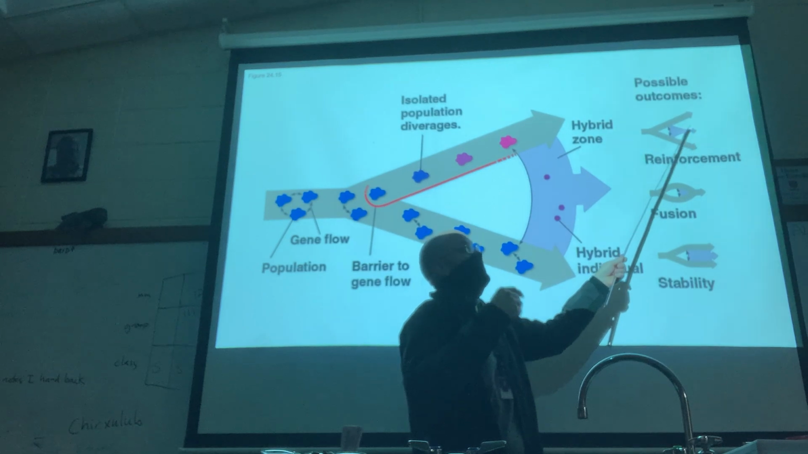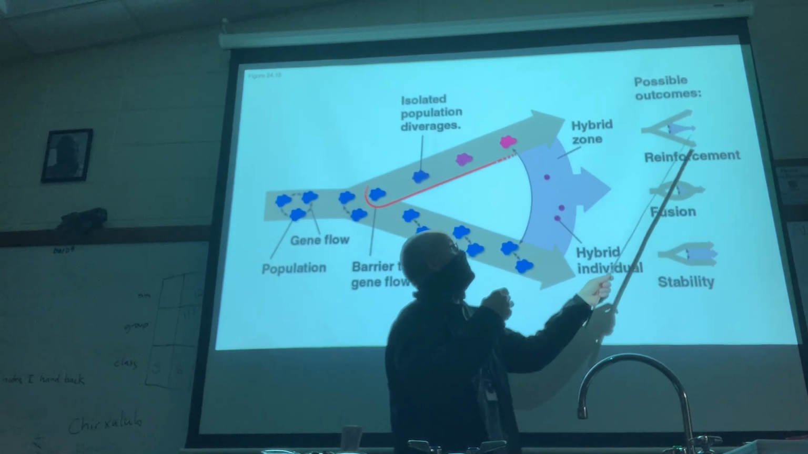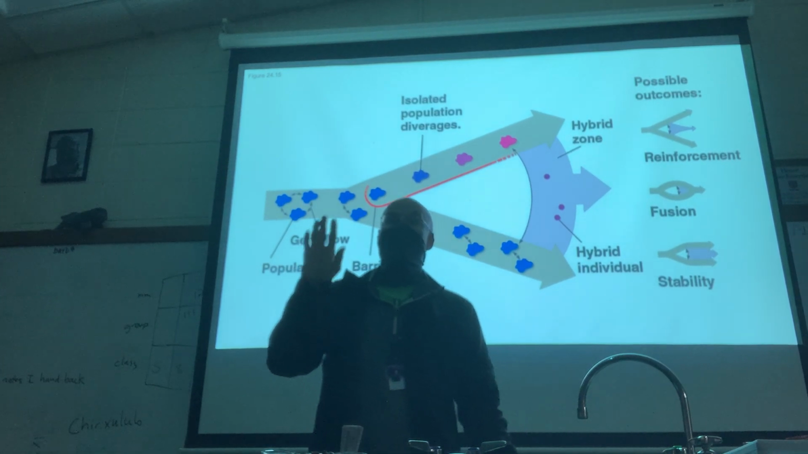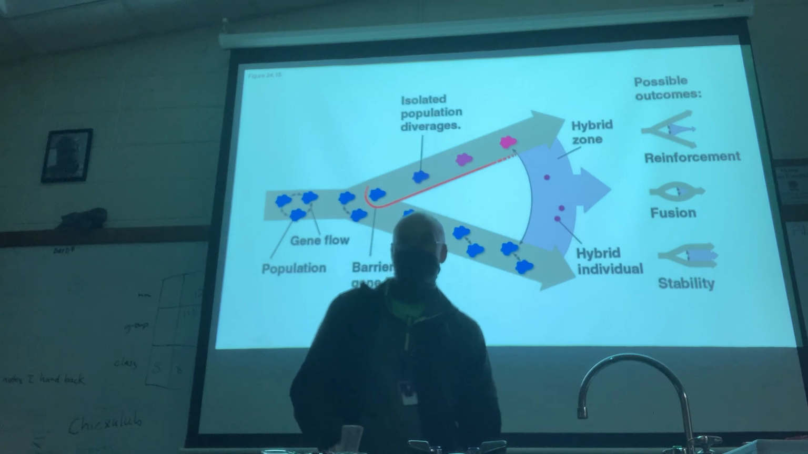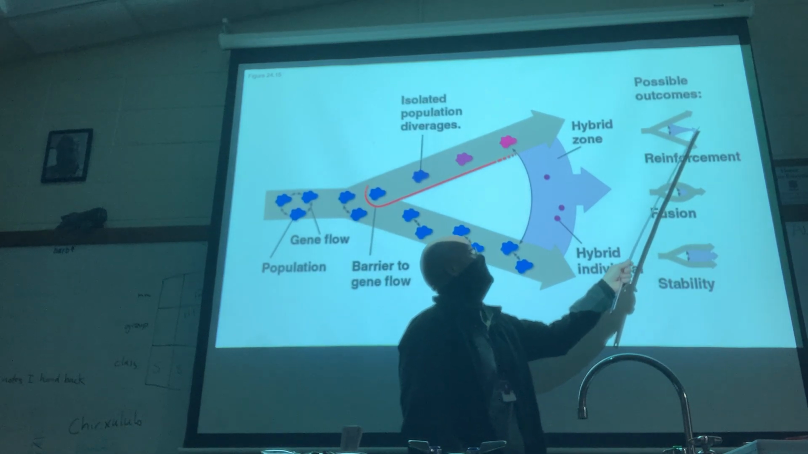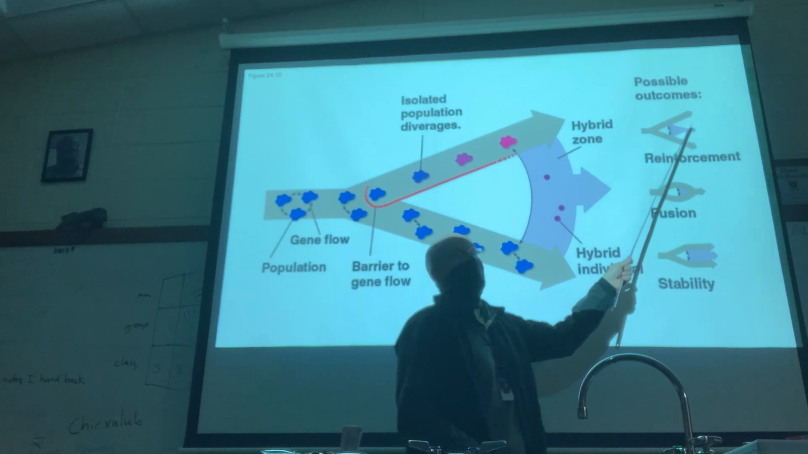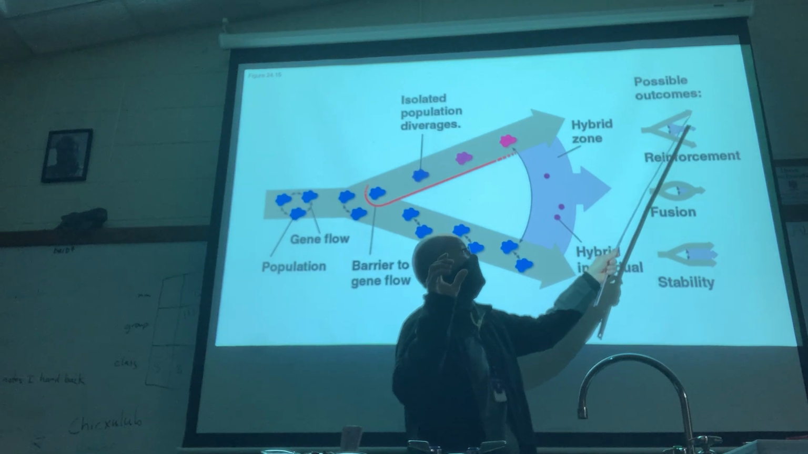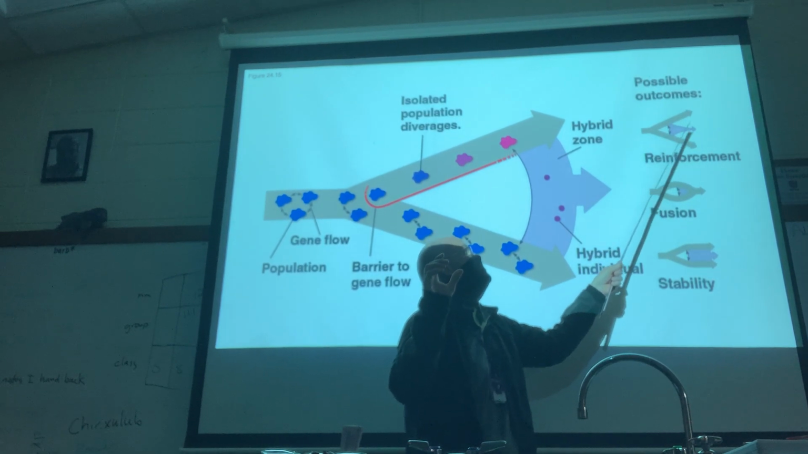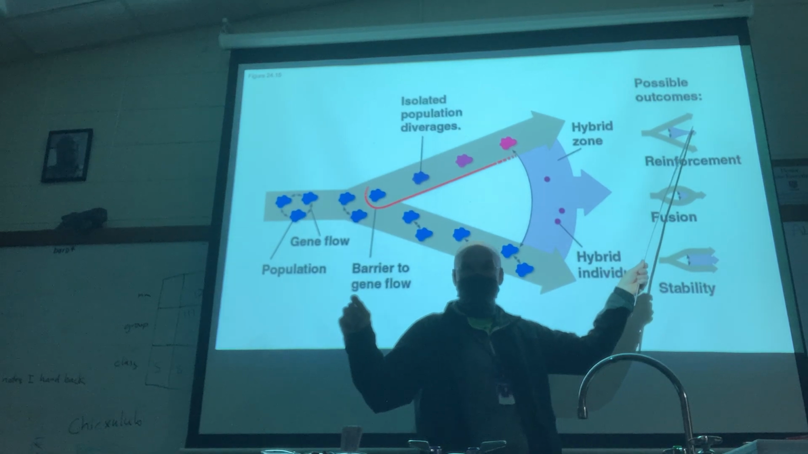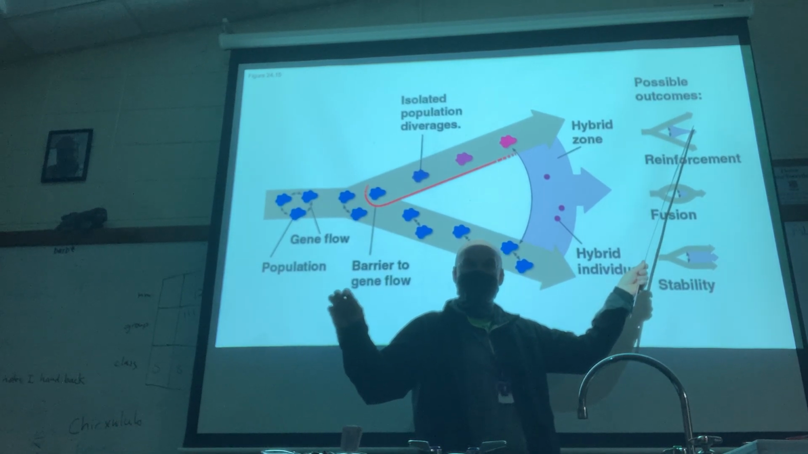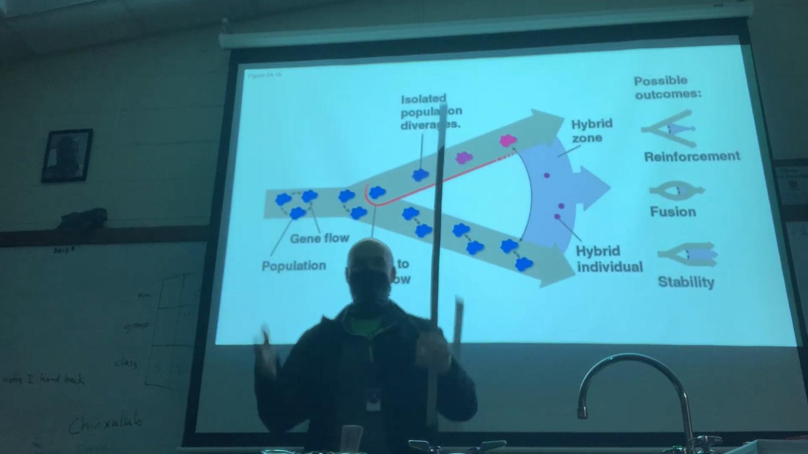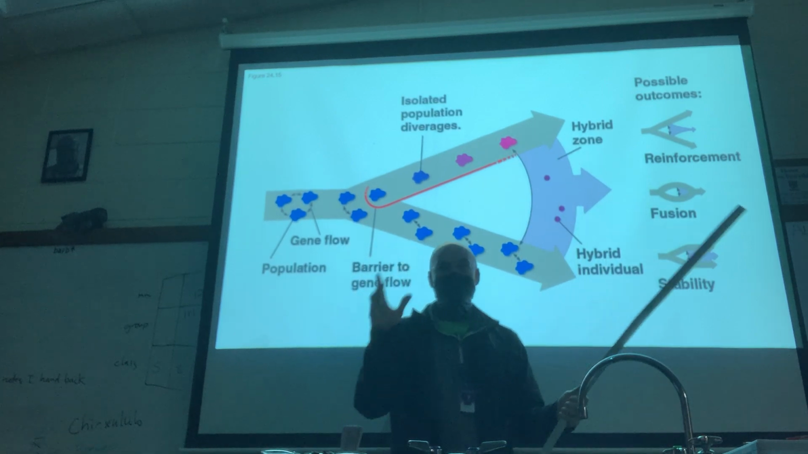Now, a strong barrier that reinforces the separation is caused by weak fitness in the hybrid. So if the hybrid that is produced, the offspring that are crosses between these two populations, are not successful in their environment and they have what we would call weak fitness, that actually makes a strong barrier. Because here's the deal.